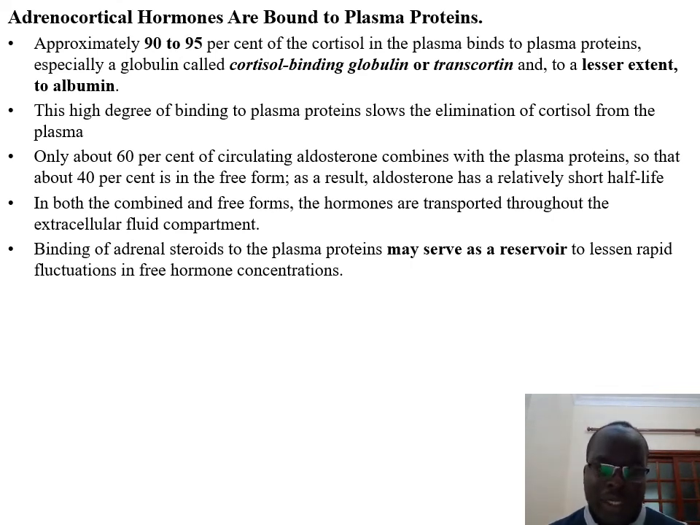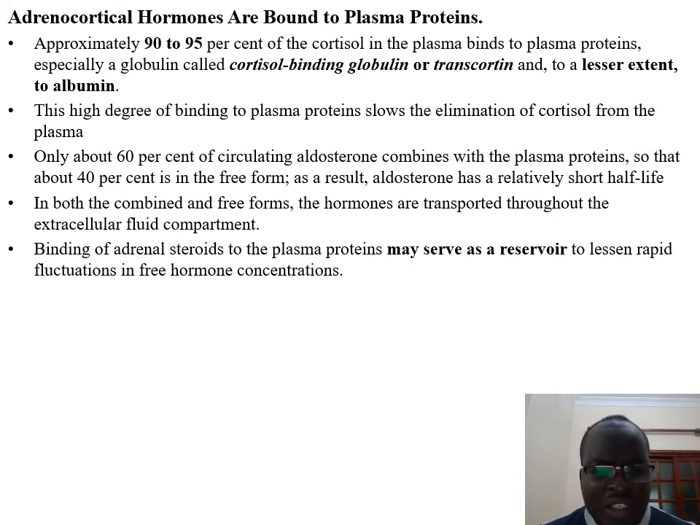to albumin protein. This high degree of binding to plasma protein slows the elimination of cortisol from the plasma. Because they are binding to plasma proteins, they will slowly be released to the tissues. So you find that the half-life for steroid hormones is going to be longer. Why? It's because it's being stored at the level of transportation, and also it will be released to the tissues. And once it's released to the tissues, it can be stored by the target cells inside, just like thyroid hormones, if you remember very well.